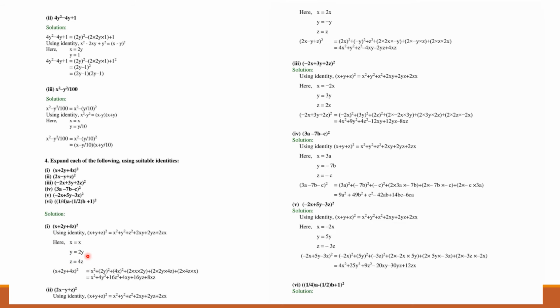So what we will do? We will interchange it. Instead of those, we will put the values there. Instead of x, we will put x. Instead of y, we will put 2y. Instead of z, we will put 4z. And once we have solved, we find our answer.